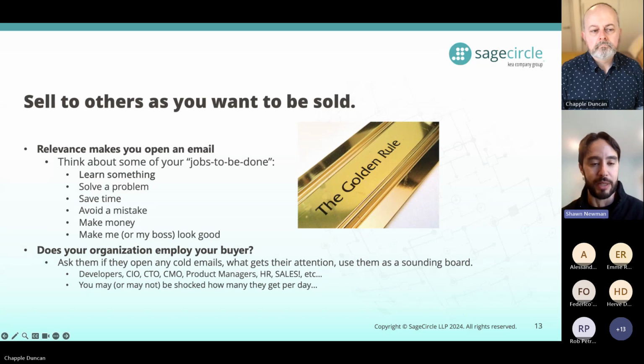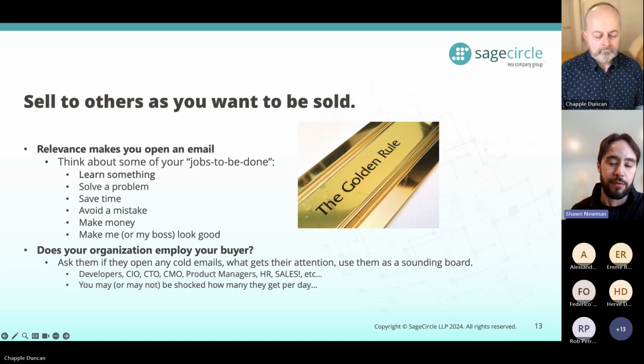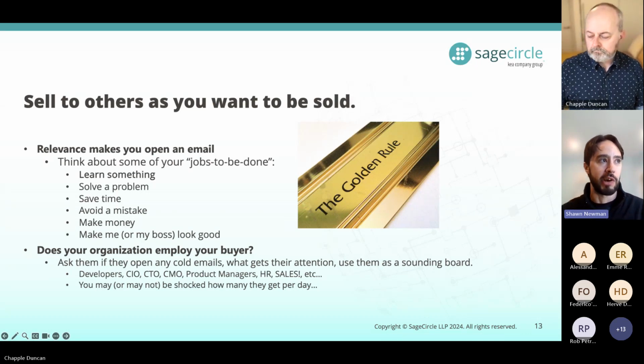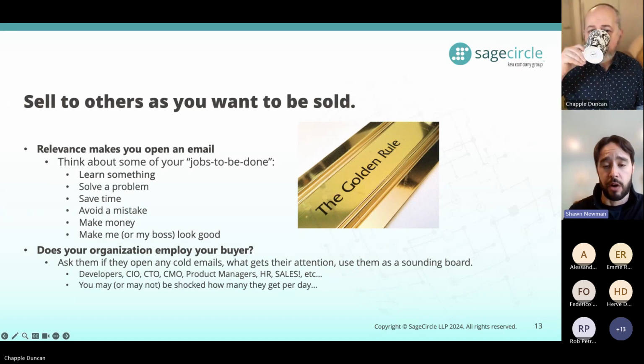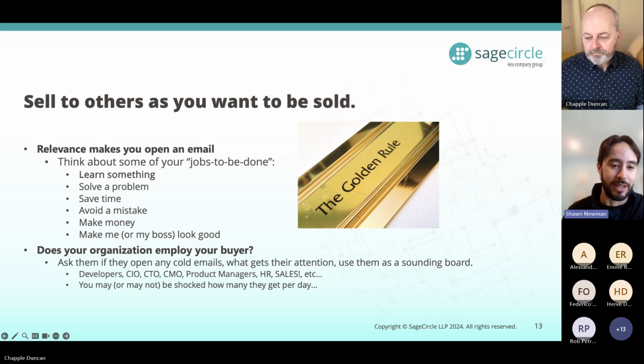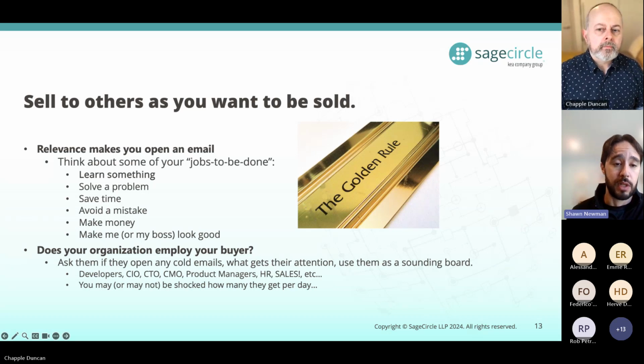What makes me open an email? And that's essentially what the jobs to be done are for your buyer. It doesn't have to be super granular, super technical. I think anyone that's in IT, in AR, in marketing, whatever they're doing, everyone is constantly trying to learn something new. I think those are your best buyers.